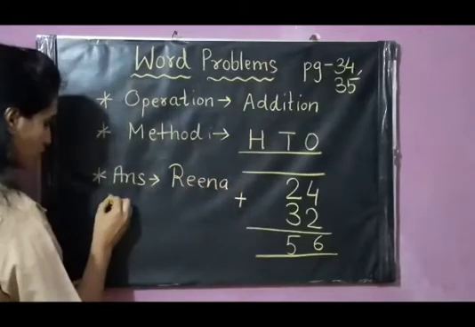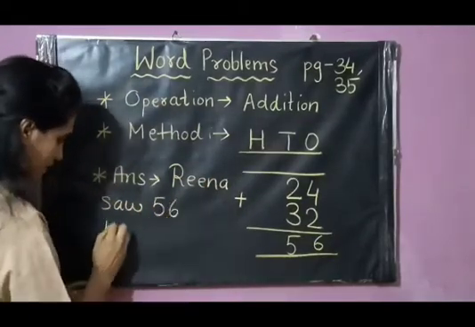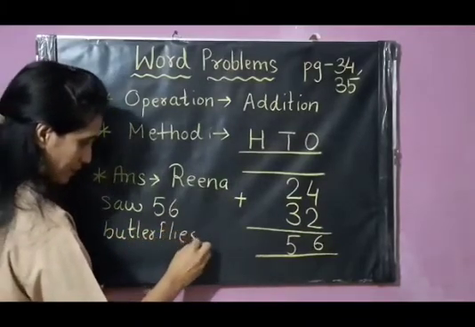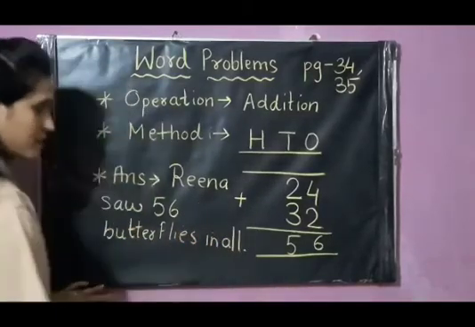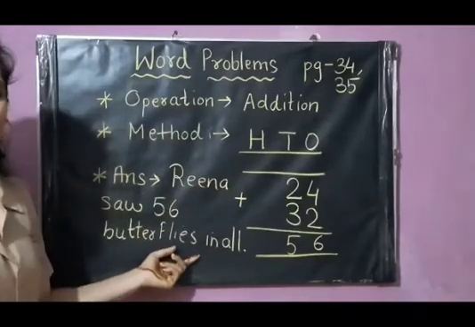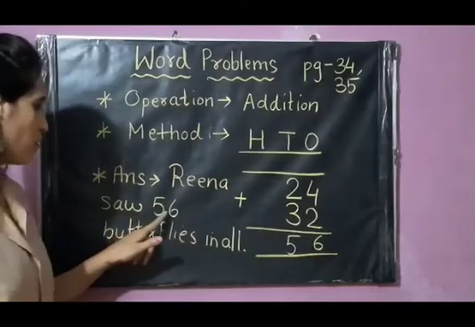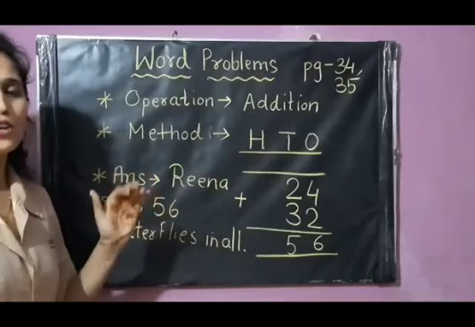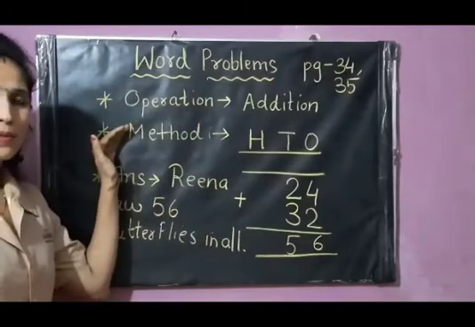Reena saw 56 butterflies in all. Okay, children. Now I have taken these words from the question itself. How many butterflies did Reena see? Reena saw 56 butterflies in all. So these are all there in your question itself. You just have to think, write the statement and solve.